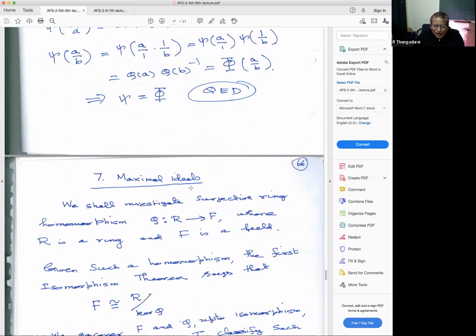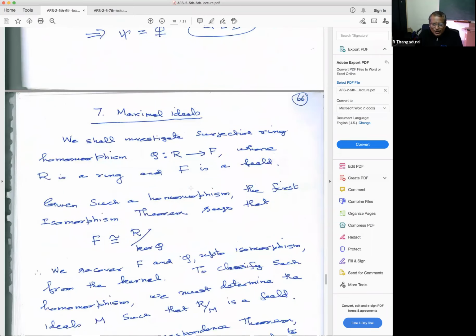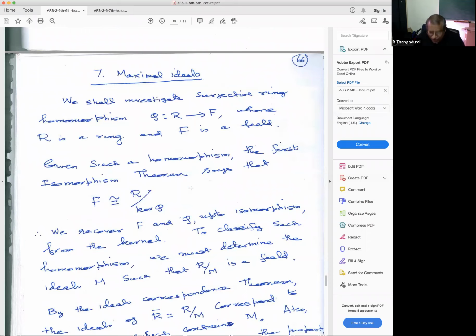Now the next section, again we are trying to understand ring homomorphisms. Now we take a ring homomorphism from R to the field F. What are all the surjective homomorphisms available from R to the field F? F is given to you as a field, and R is given to you. So we try to see what all the surjective homomorphisms from R to F are. We want to investigate this.